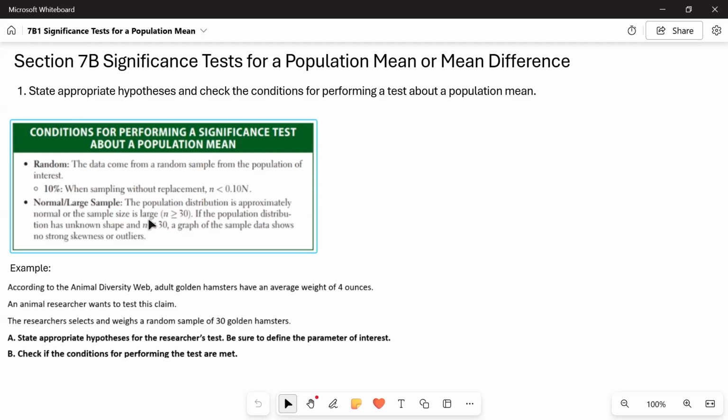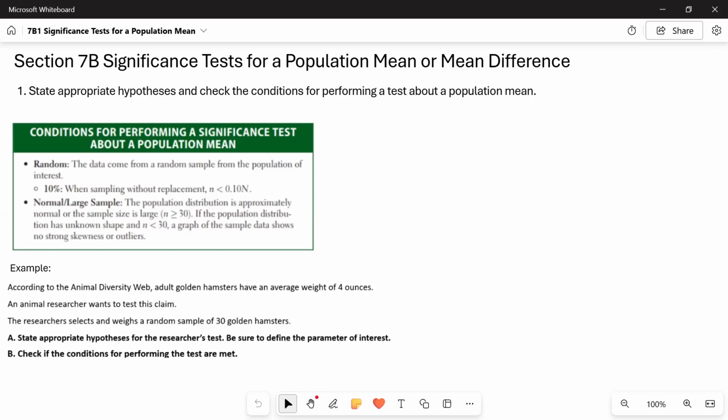And then the normal large sample condition, a couple things here you just have to keep in mind. Either the population is approximately normal, the population distribution, if we know that, or if the sample size is large, greater than or equal to 30. If neither one of those is true, then you have to look at the distribution of the sample data. If the distribution is a graph that shows no strong skewness or outliers, then you're okay to proceed with the hypothesis testing here.